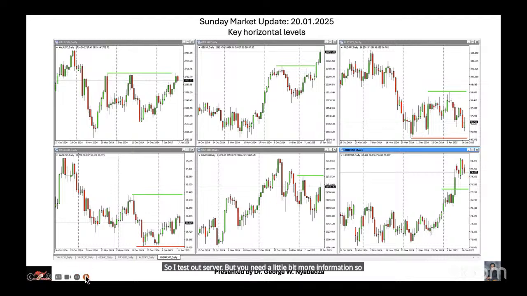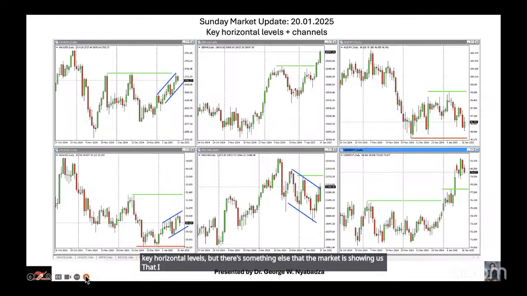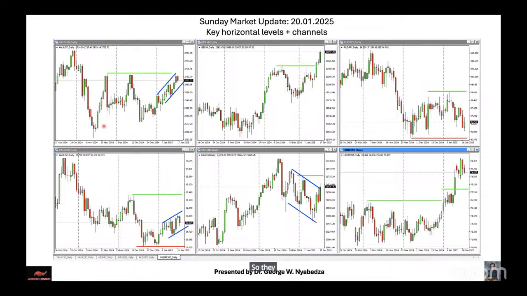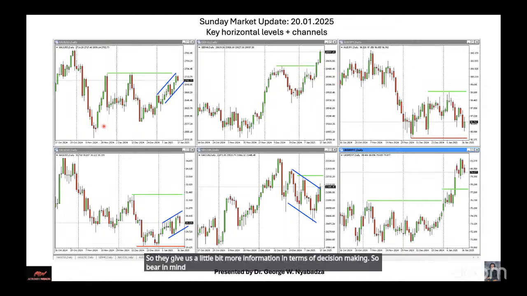So these are key horizontal levels, but there's something else that the market is showing us that I think is important in these markets. There are some channels that we need to look at. So I'll just place some channels in. They give us a little bit more information in terms of decision making. So bear in mind what I was talking about, key levels, horizontals.